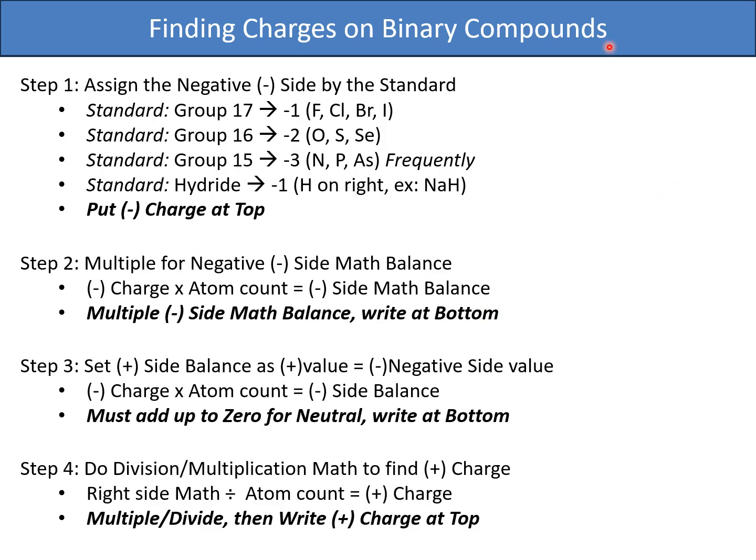So here are the rules that we like to use when doing this. Are there other rules? Absolutely there are. Are there other ways of thinking about this? Yes, there are. But here's the way we'd like for you to think about it when you're finding charges on binary compounds. 4 steps. Step 1, assign the negative side by the standard. In other words, there are standards for assigning the negative side. When you're using the math process, the first step must be to assign the negative side. That is, in general, the standard side of these binary compounds.